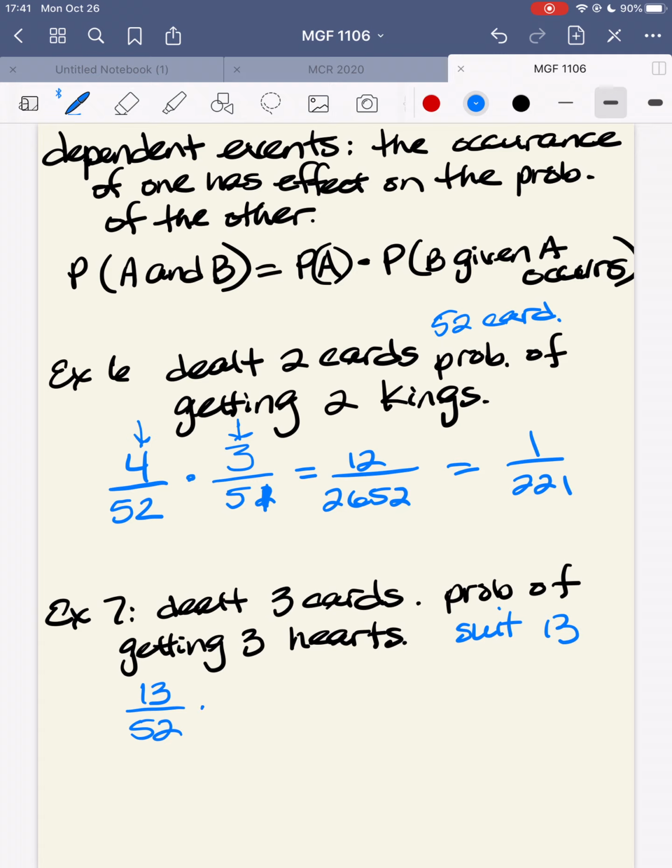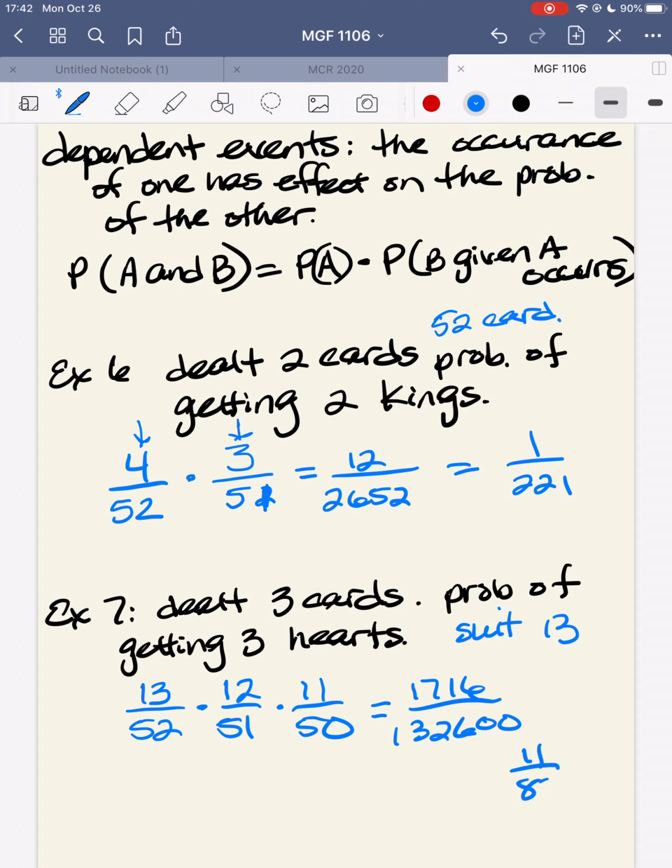If I want to get a second heart and this first one was successful, that means I only have 12 of the heart suits left, and I have 51 cards left. In order to get my third heart, assuming the first 2 are successful, I have 11 cards left out of 50. When I multiply these together, I get 1716 over 132,600, which simplifies to 11 over 850.